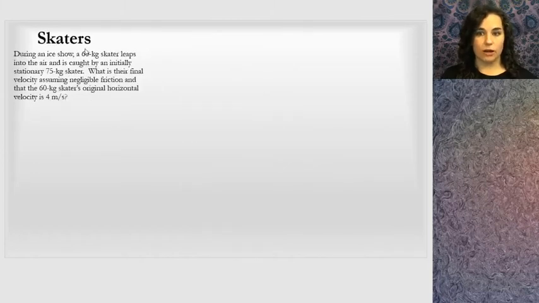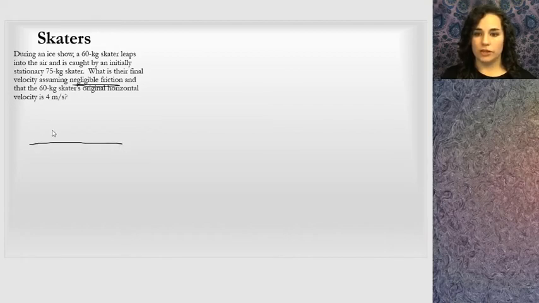It's the skater's problem. You may read it and pause it and maybe see if you can do this problem on your own, and then follow up watching my solution. It says, during an ice show, a 60-kilogram skater leaps into the air and is caught by an initially stationary 75-kilogram skater. What is their final velocity? Assuming negligible friction. Okay, I'm seeing that this checks that there's no net force on the system. They're saying negligible friction on the system, and that the smaller skater's original horizontal velocity was 4 meters per second.